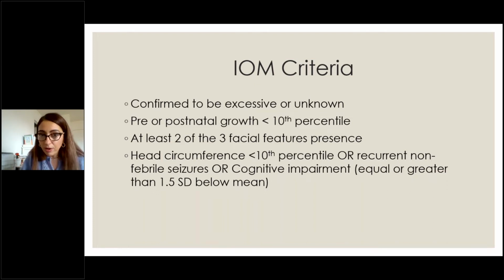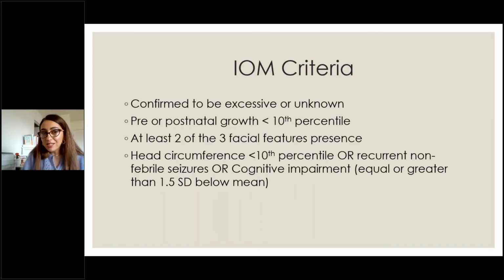And then what they want as part of their criteria for diagnosis is at least 2 of the 3 facial features present. We said that's the small eyes, smooth philtrum, and the thin upper lip. IOM only requires 2 of the 3 facial features, unlike the other diagnostic systems. And then we need to have the head circumference less than the 10th percentile, or recurrent non-febrile seizures, or cognitive impairment in any of the domains that is equal to or greater than 1.5 standard deviations below the mean.